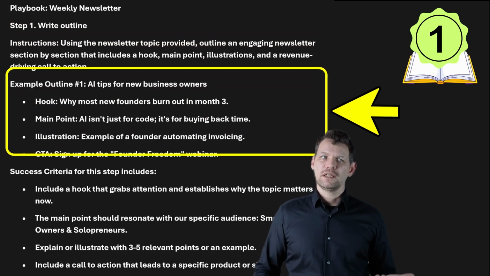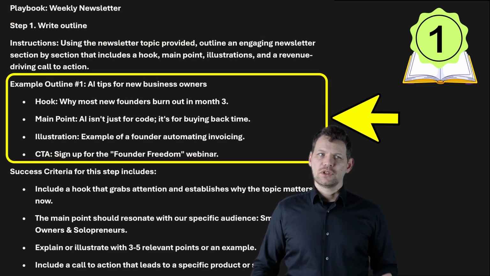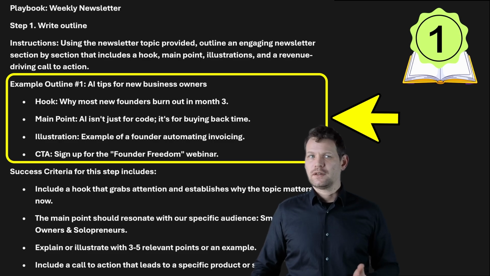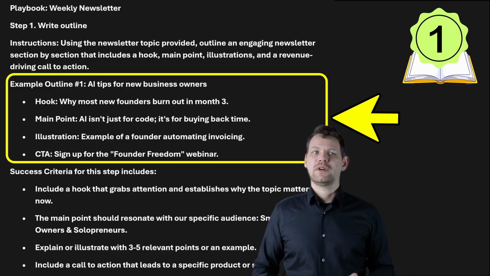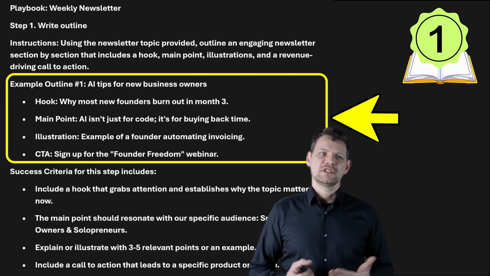Example outline 1, AI tips for new business owners. Hook: why most new founders burn out in month 3. Main point: AI isn't just for code, it's for buying back time. Illustration: example of a founder automating invoicing. CTA: sign up for the Founder Freedom webinar.